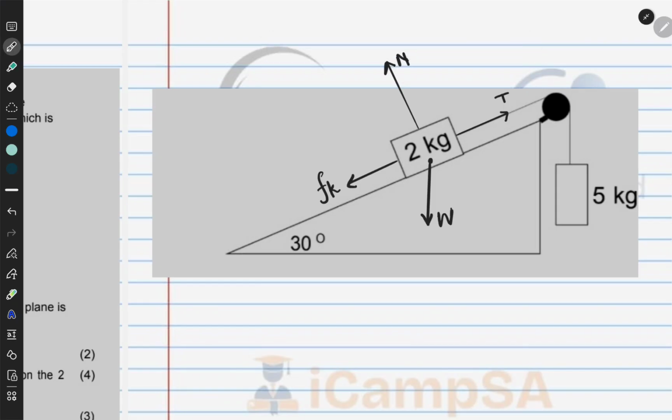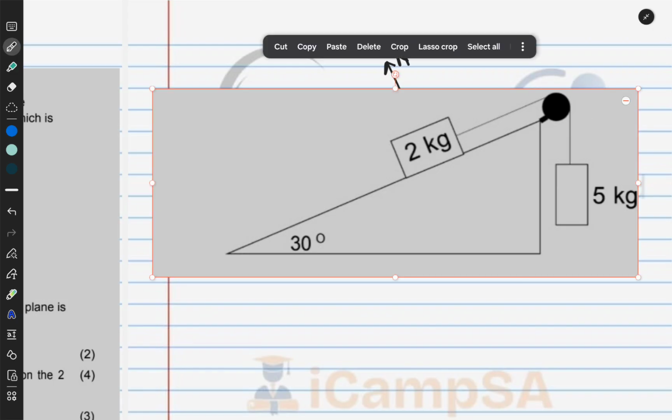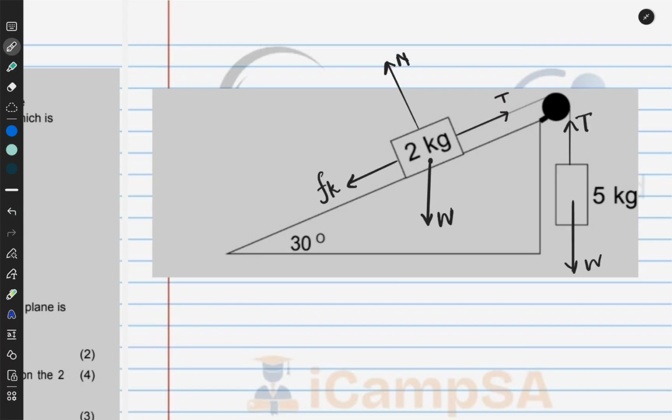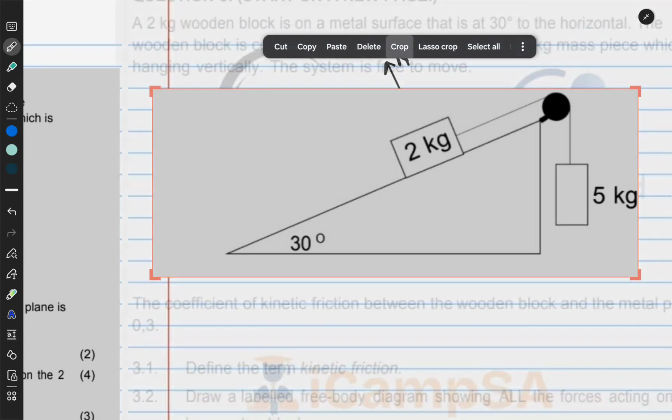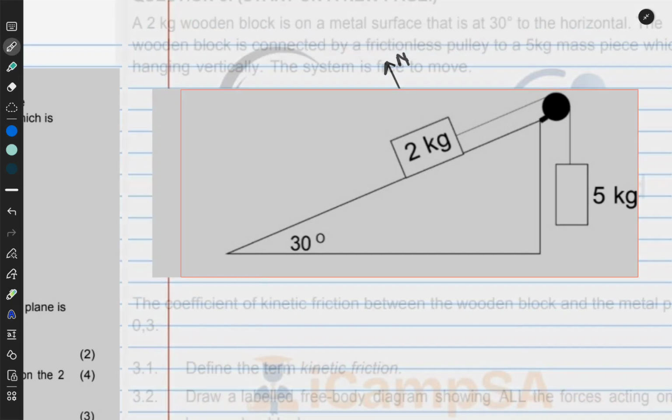Then when we come to the 5 kilogram block, it'll just have its weight and the tension T. This tension is equal along the string. It's the same everywhere along this string, so it's the same for the 5 kilogram block and the same for the 2 kilogram block. That's what happens with the tension.